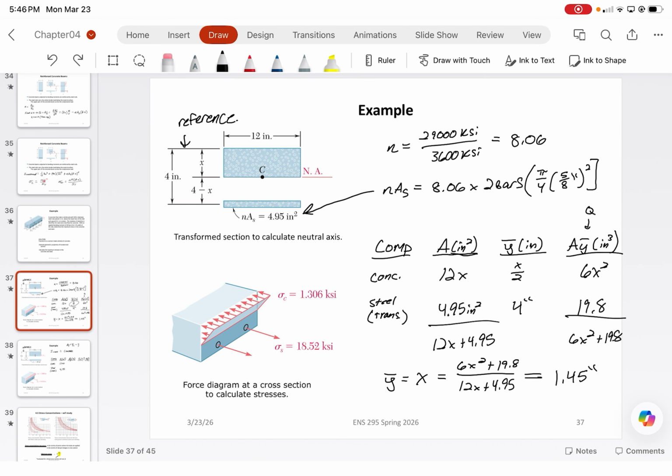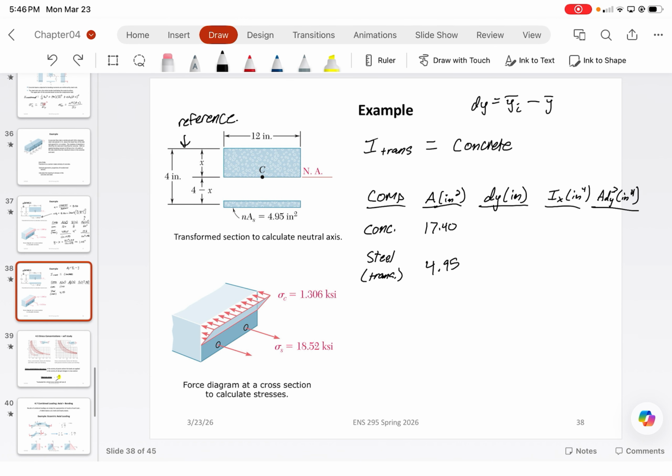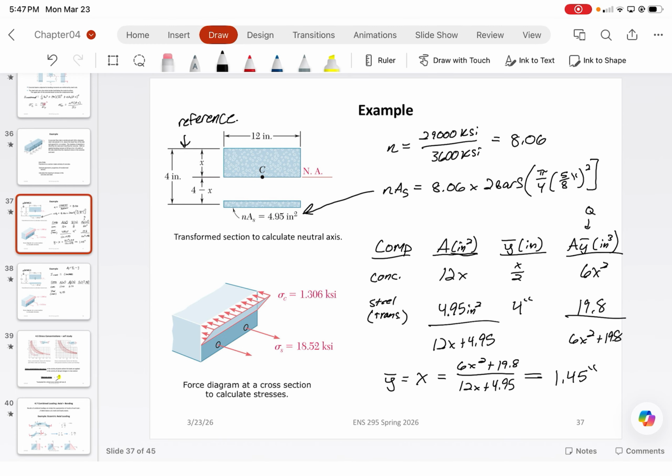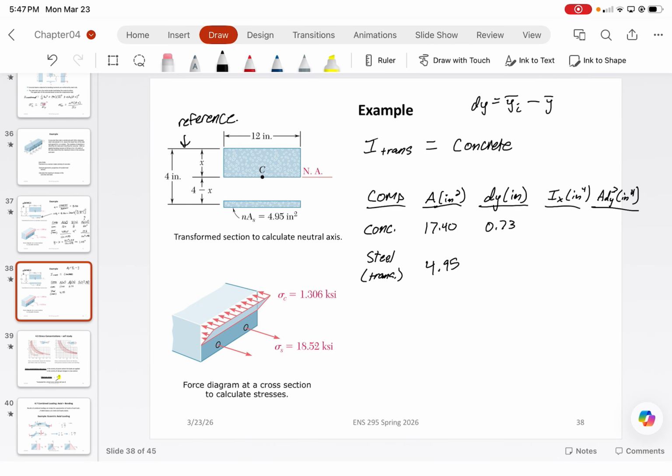So in this case, it's going to be 1.45 alpha x over 2 minus alpha x. This is going to be about 0.73, I believe. And then this here is going to be 4 minus alpha x, which is about 2.55. For the steel, because it's a very small diameter bar, this just approximates to 0.